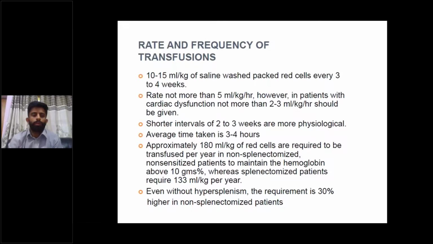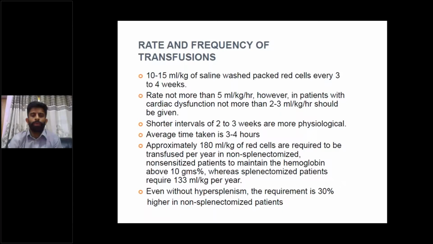So 25 ml per hour. The next one is shorter intervals of 2 to 3 weeks are more physiological. So you have to transfuse up to 3 weeks, and after that, the patient might develop anemia. Average time taken for transfusion is 3 to 4 hours.